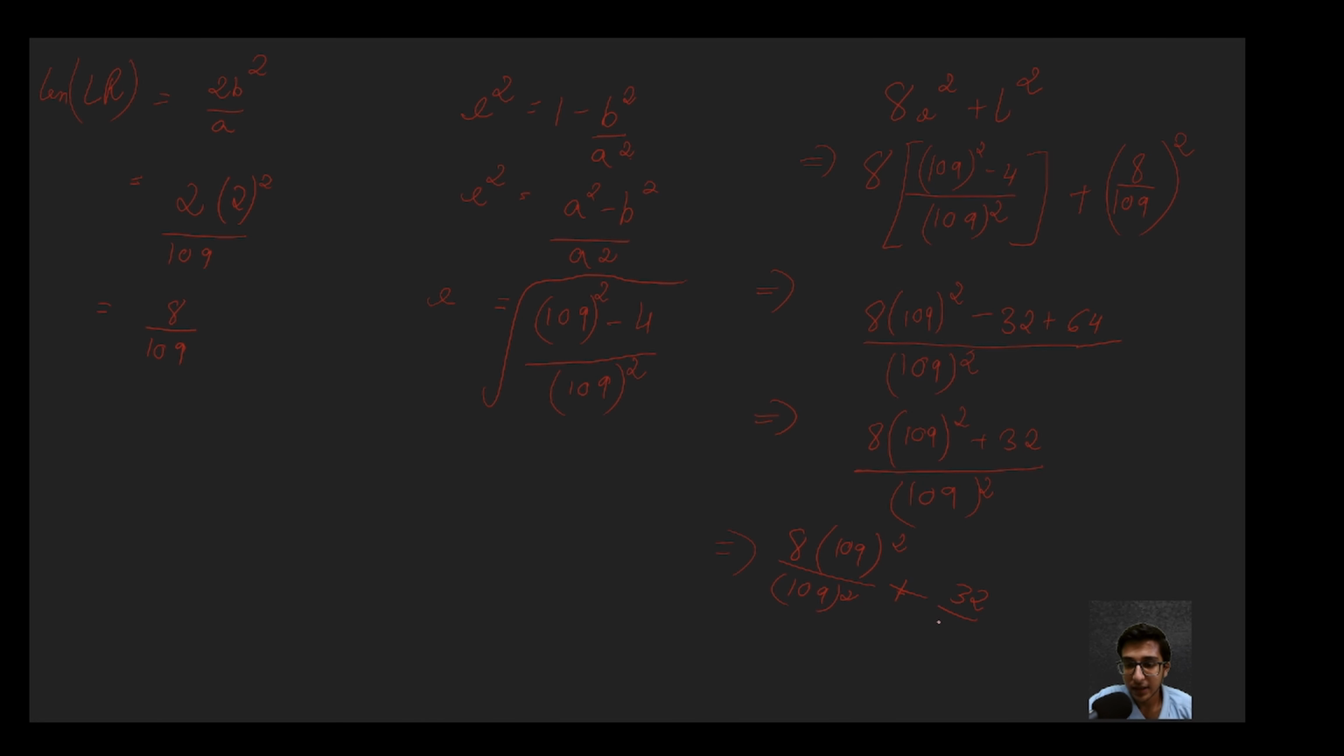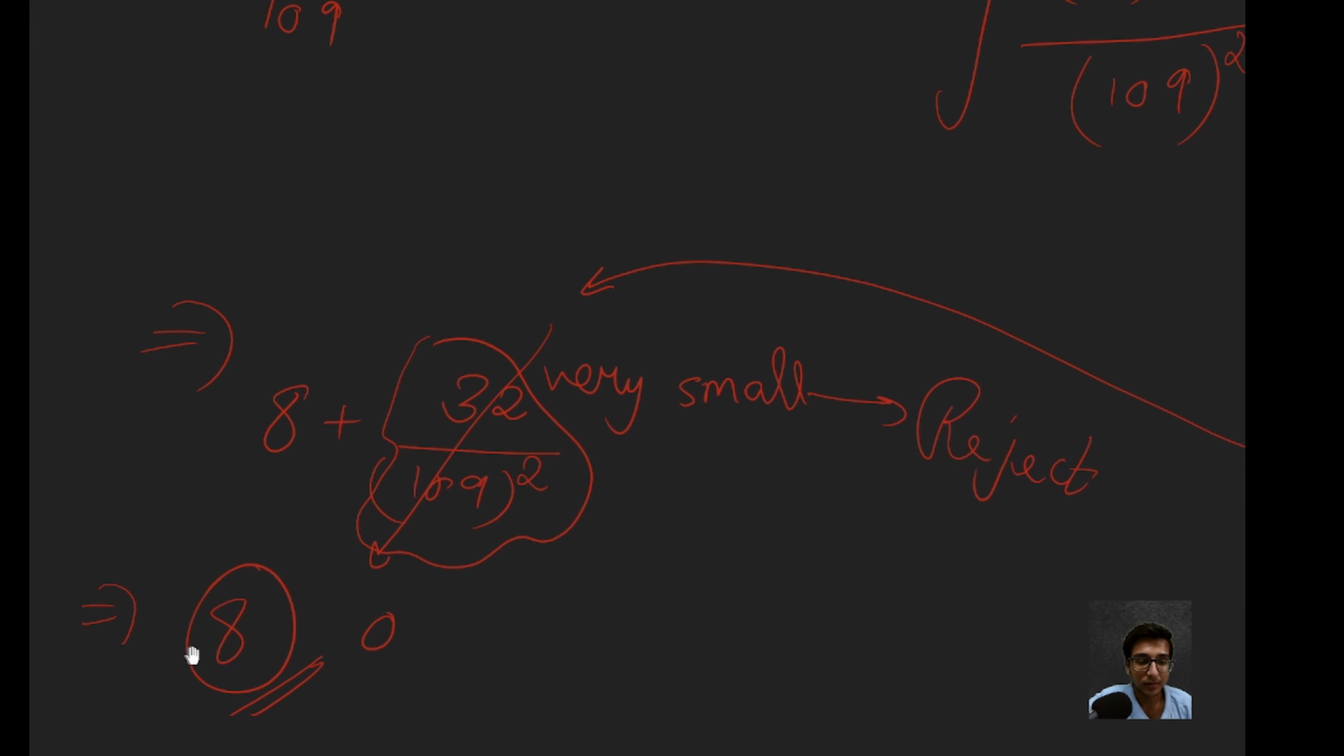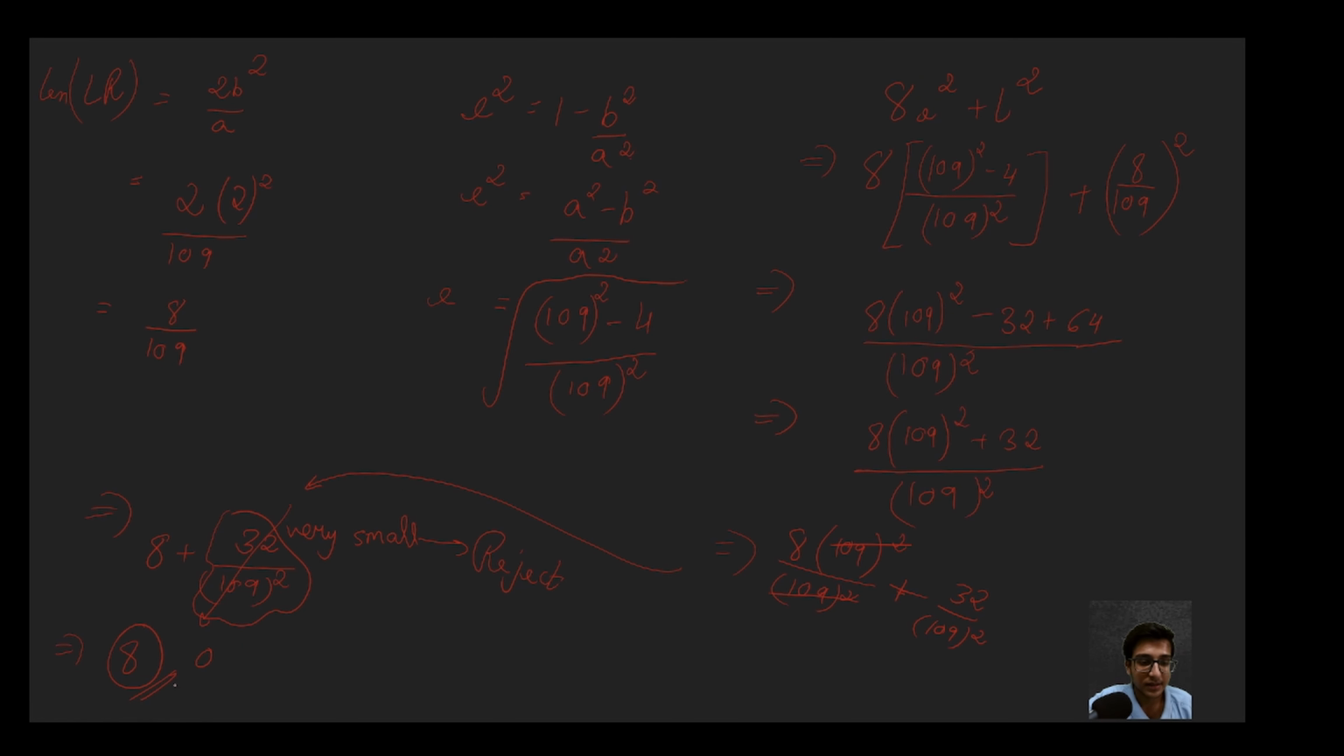We can take this separately. Now in this term 109 would cancel 109, and what would we get? This would get 8 plus 32 by 109 whole square. Now 109 whole square is a very large number. Of course, this would come in terms of 10,000. So this would become 0.0032, somewhere around that. So ultimately, since this is a very small number, we can reject it. That means we just cancel this to be 0, and so we give our answer to be 8. Our answer is 8.